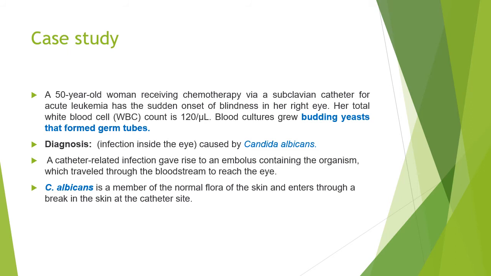So how did this infection happen? It's because the patient has a catheter inserted. From the catheter, the infection spread through the blood, and then it reached the eye. And because this patient has very low immunity because of the chemotherapy, the immune system was not able to fight this infection. It caused Candida albicans to become active. We have also mentioned before that Candida albicans is part of the normal flora of the skin, and it gains access to the catheter if there is a break in the skin.